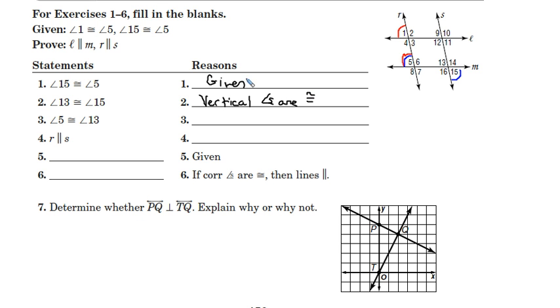There we go. Now, statement 3 says angle 5 is congruent to angle 13. Well, we're sort of combining the two statements before. 15 is congruent to 5, 13 is congruent to 15. Therefore, 5 would also be congruent to 13. And we do that by the transitive property.